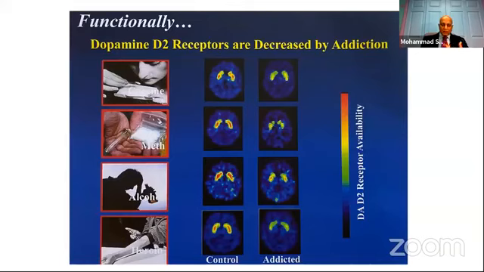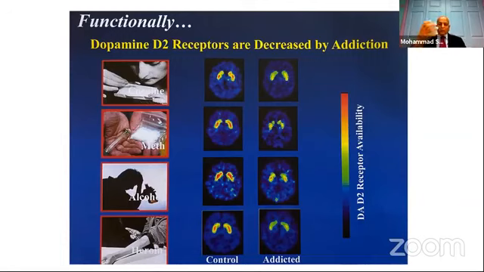So what else do these substances do to a human brain? The dopamine D2 receptors are decreased by addiction. So these are the controls, people who are not addicted, and these are addicted individuals. If you look, you see some red color in this, showing that there is dopamine activity. And if you look at this, the dopamine activity is diminished considerably in individuals who are using cocaine, meth, alcohol, or heroin. So the point once again is, why do we care?